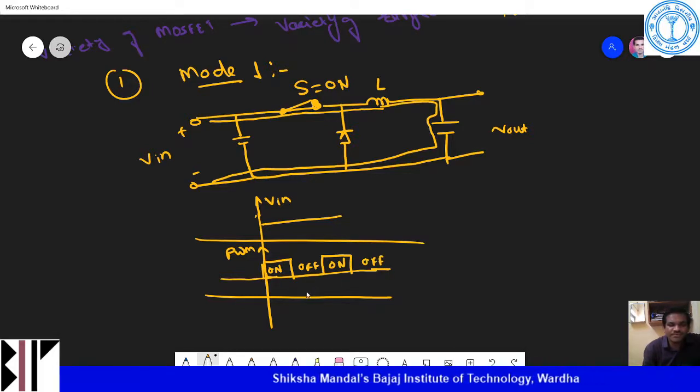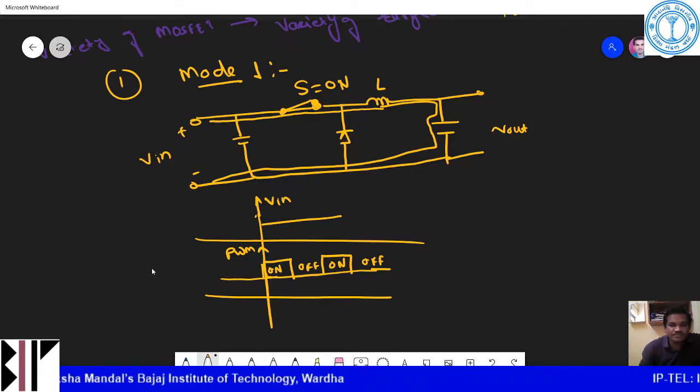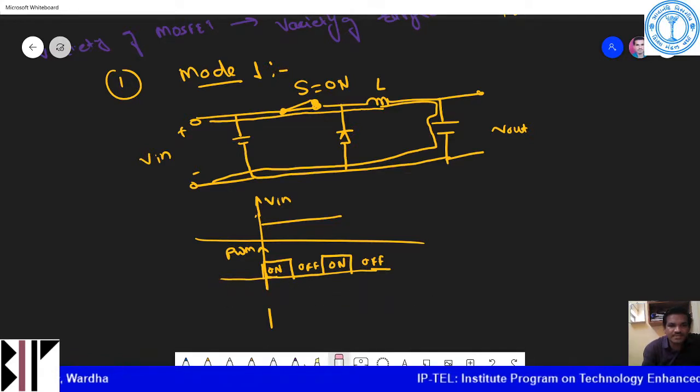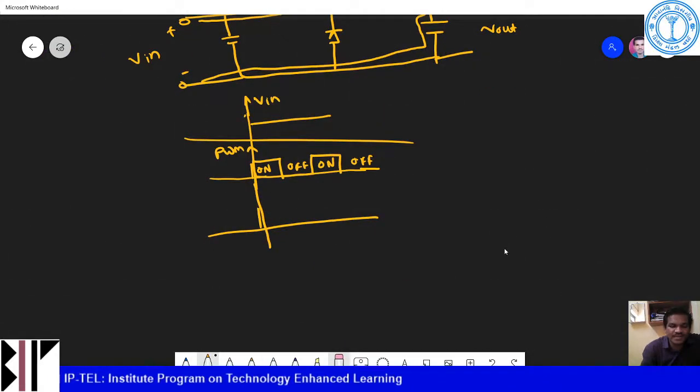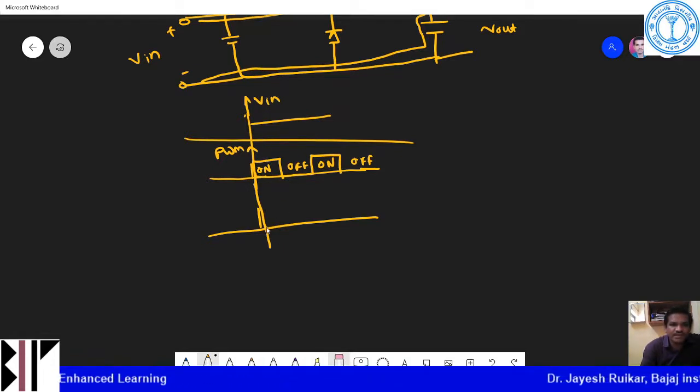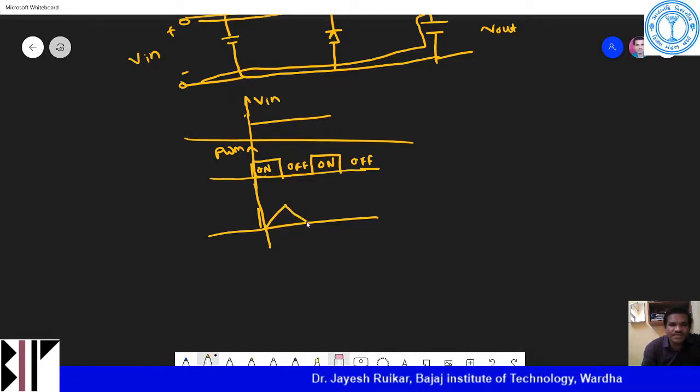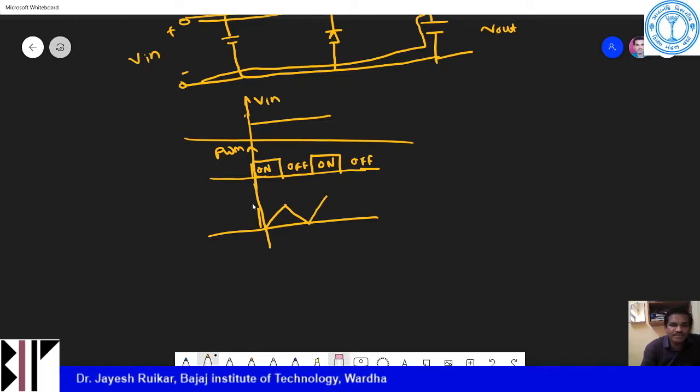So based upon your TS, that is the sampling time, and then if you calculate the current, during the PWM on period, your current will increase, and then it goes to decrease during the off period, and again it goes to increase. Likewise, this waveform is there in mode 1.